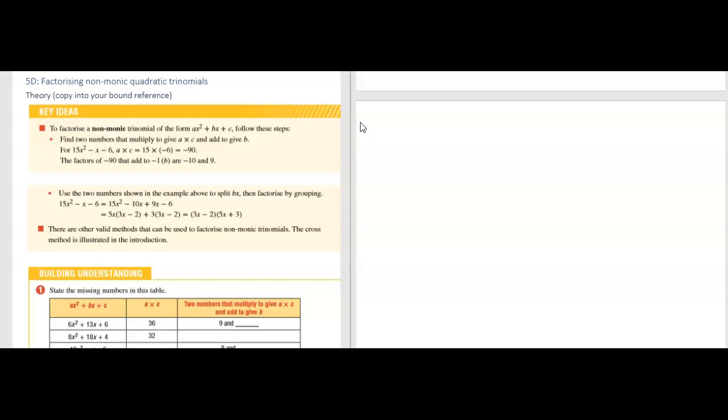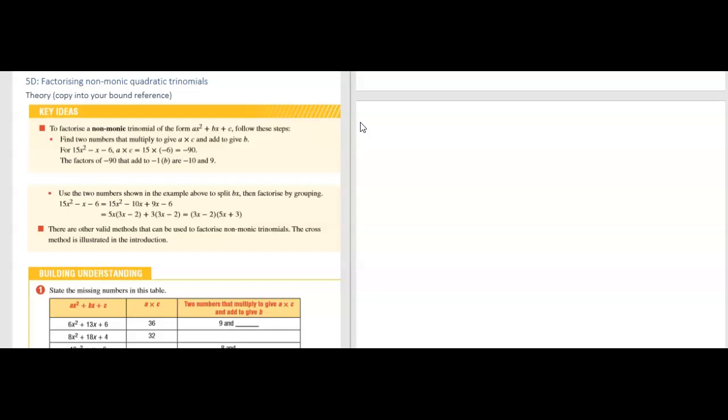Now the reason we do that, and you can see it in this next dot point, is that it's just rewritten the expression. So 15x squared minus x minus 6. Instead of this negative x, we now write it as -10x plus 9x. So we haven't really changed anything. We're just rewriting it so we can factorize it.